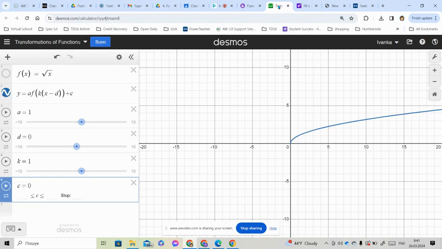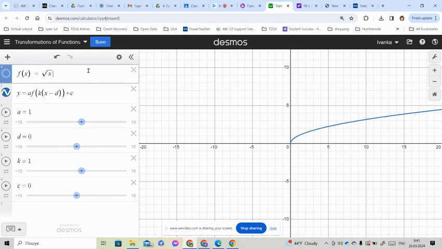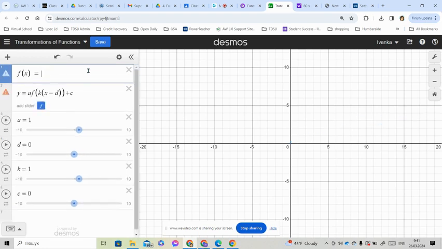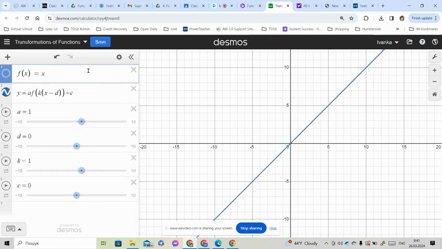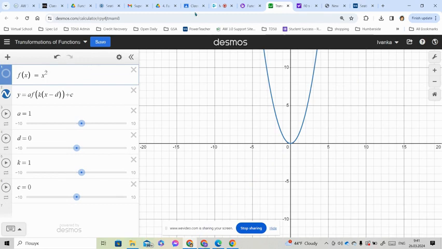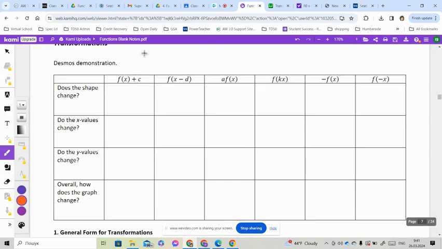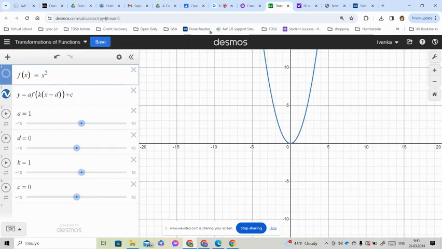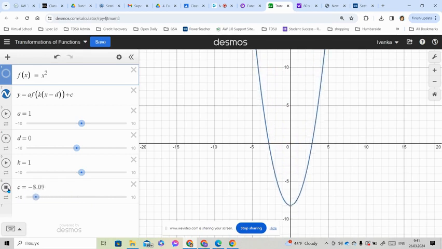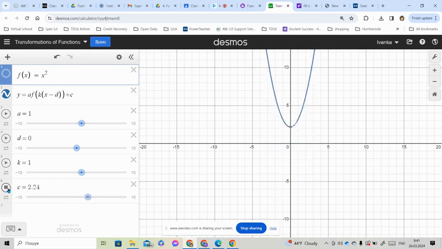So here we have a radical function. I like to use actually, maybe I'll change it to quadratic for now. Something that's familiar to us. So the first thing we're going to look at is the C. Any guesses? So actually, forget it. I'm just going to show you. So here I have the C, and I am going to just press play, and it's just oscillating between positive 10 and negative 10. So what's the word that we use for C?